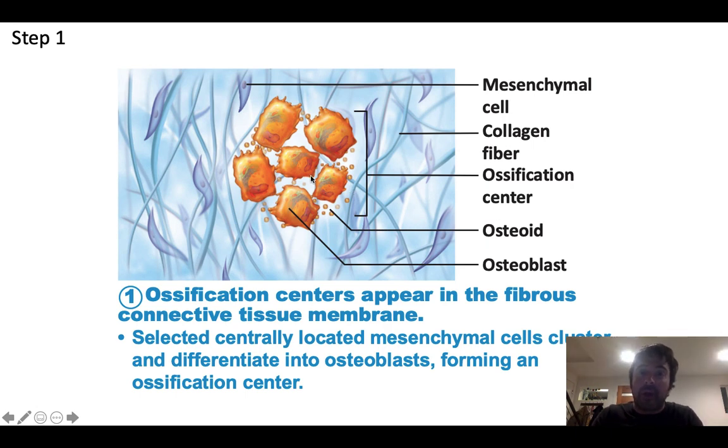Now, step one in intramembranous ossification, which forms flat bones, notably the bones of the cranium, is you get the formation of an ossification center when mesenchymal stem cells differentiate to form osteoblasts that cluster and start building bone. That immature bone that they build is called osteoid.